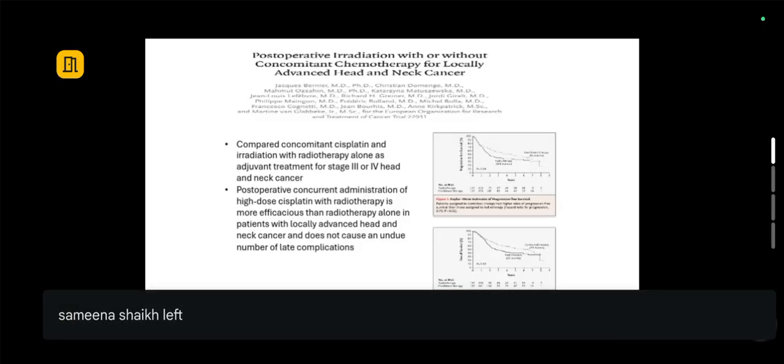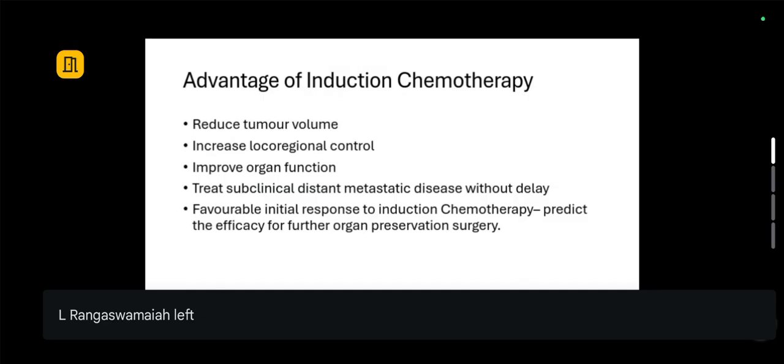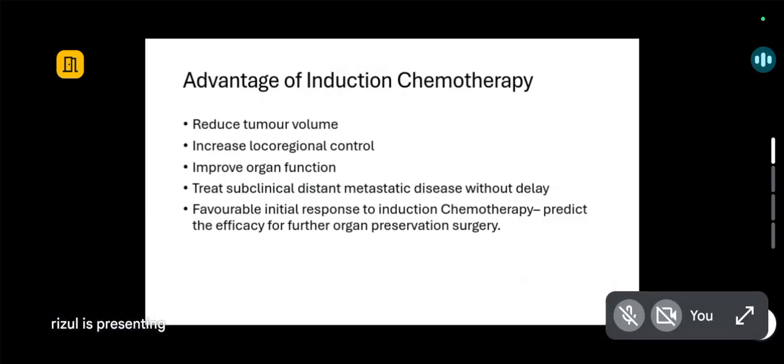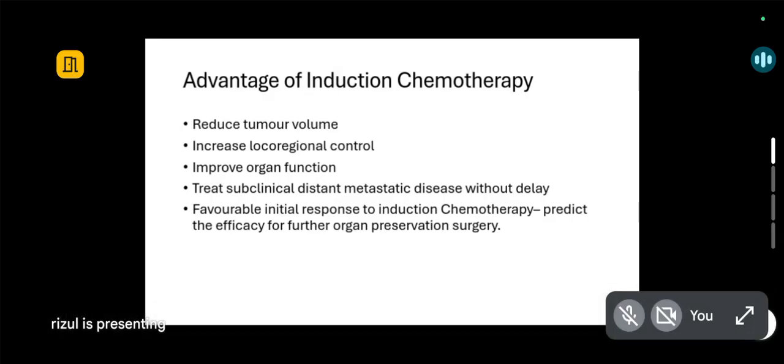Then if we go for the induction chemotherapy, what are the advantages of using it? The advantages are that it reduces the tumor volume, increases locoregional control, improves organ function, and treats subclinical metastatic disease. With a favorable initial response, it also helps predict whether to go for organ preservation surgery or not.